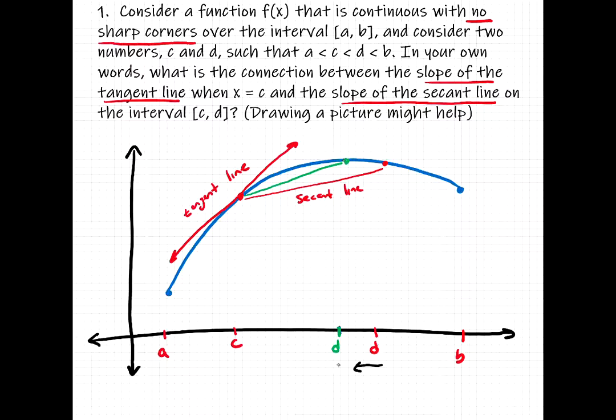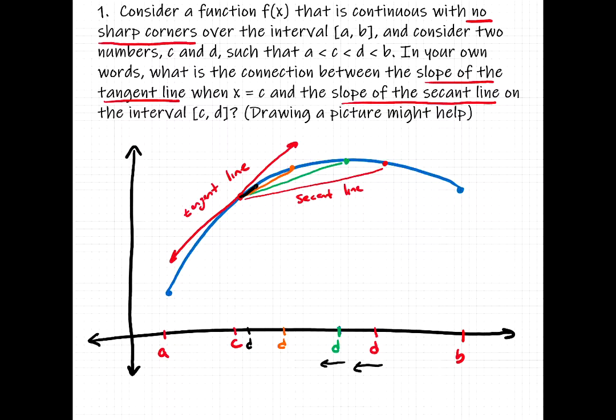So what if D gets closer to C? Maybe D is right here, and so the secant line is right there. Now, again, the secant line has a slope that's different from the tangent line, but it's closer to the slope of the tangent line than the green one or the red one. And if D is really close to C, well, that little black one is the secant line for the black value of D.